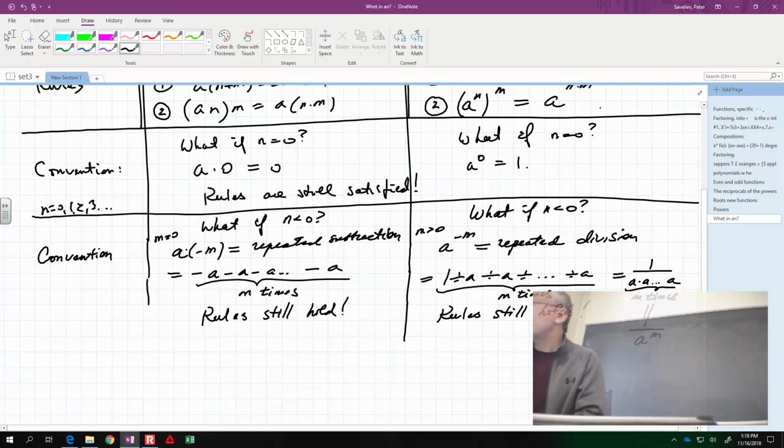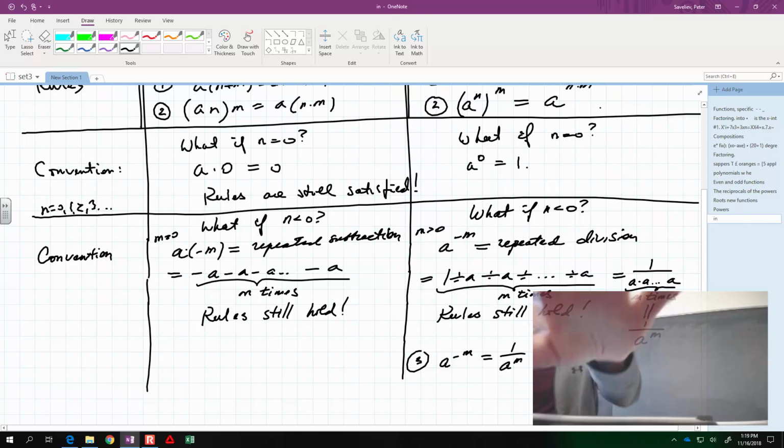Okay. So that is the crucial part of the convention, more of a formula than an explanation. Repeated division you can think of as an explanation, but if you wanted something really abbreviated, then this is it. So let me write it out here. A to the negative m is equal to, you can add it as property number 3, 1 over a to the m. So one division, one power, and one division.